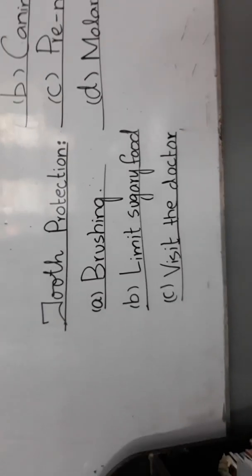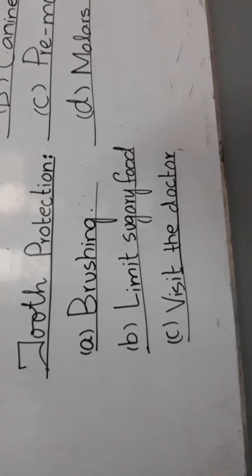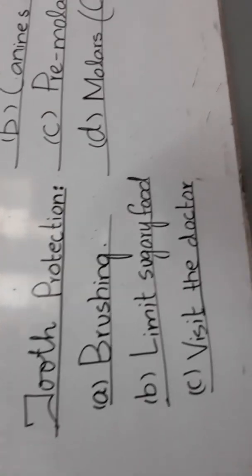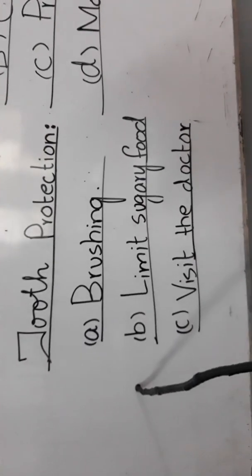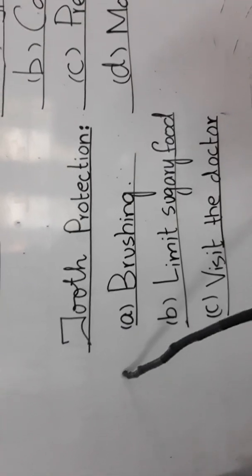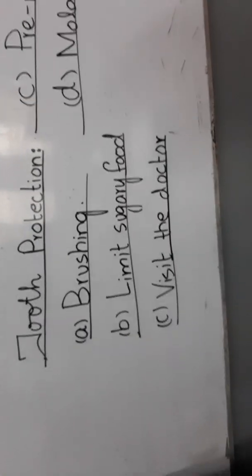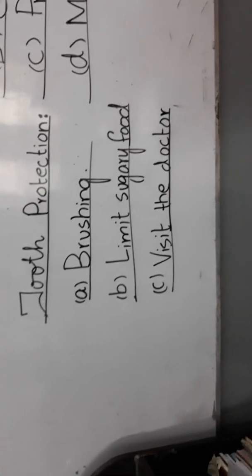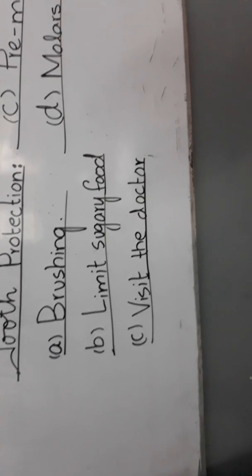The next is how we can protect our teeth. We can protect our teeth by following these steps in order to keep our teeth healthy and to avoid many kinds of infections and diseases. You have to brush your teeth regularly, twice a day, in the day and in the night, because by brushing, some of the bacteria are removed from our mouth.